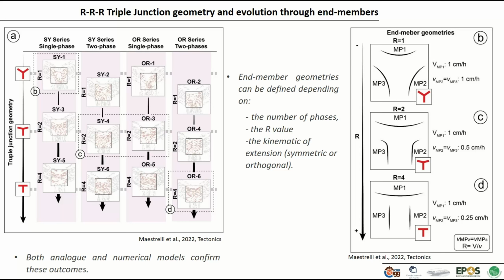In order to have a T-shaped fault pattern at the triple junction, we need to have much higher velocity for one of the 3 plates. Then, of course, also the kinematics of extension, so the direction of extension imposed on the 3 rift branches, and the number of phases play a role in this, but the key value we have seen is the velocity ratio, the differential velocity.